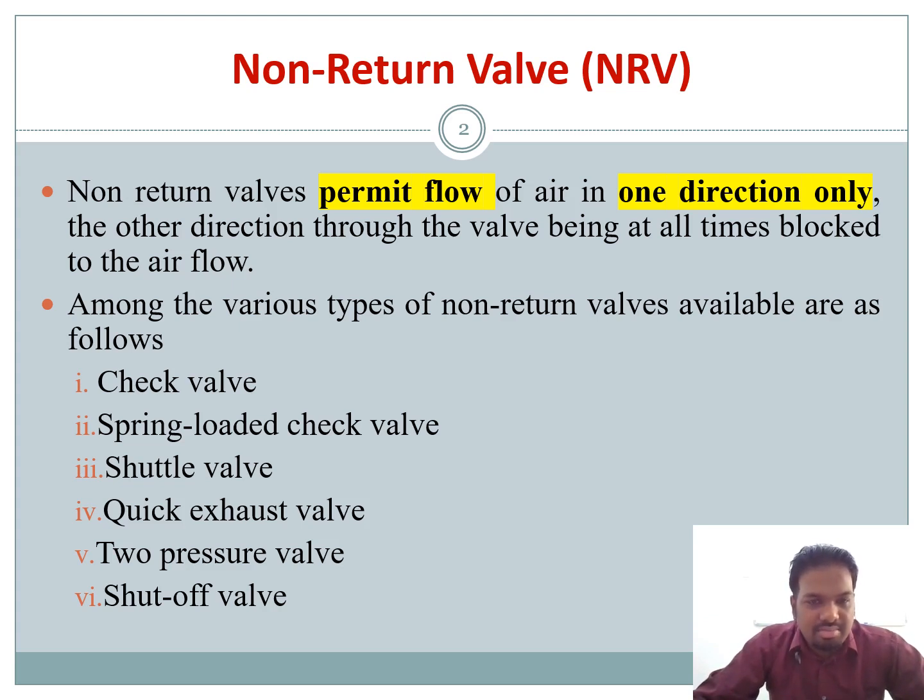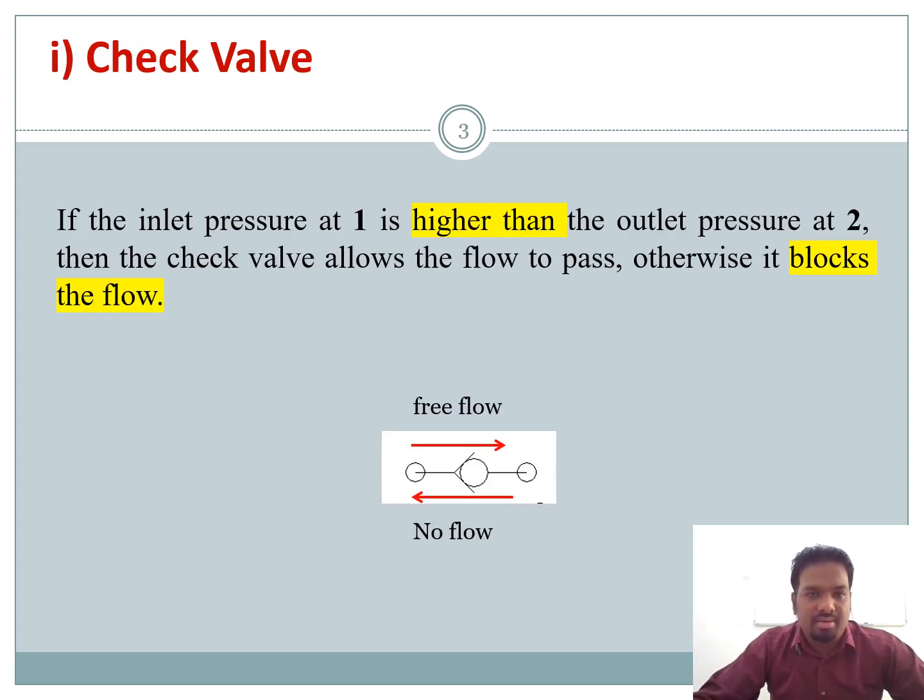The first type is a check valve. The second one is a spring-loaded check valve, then the shuttle valve, quick exhaust valve, two pressure valve, and also the shut-off valve. These types of non-return valve are used based on the application. If your application requires a particular type of non-return valve, you can utilize these. So we will check them one by one.